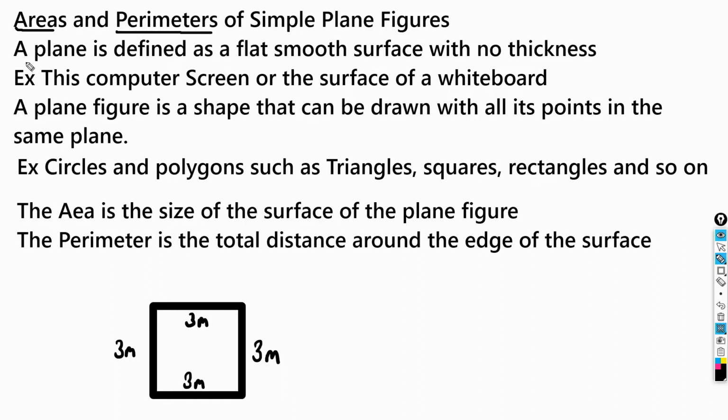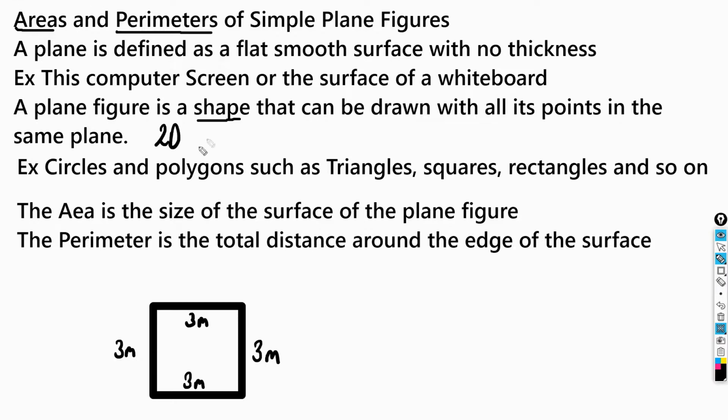Okay, and it says a plane is defined as a flat, smooth surface with no thickness. Example, this computer screen is flat and smooth with no thickness, or the surface of a whiteboard. And a plane figure is a shape that can be drawn with all its points in the same plane. So in this case, it's really the two-dimensional plane that they're speaking of, guys, right? Two-dimensional plane.